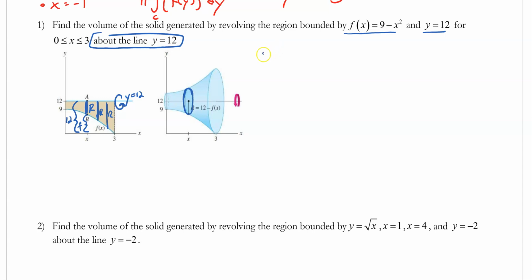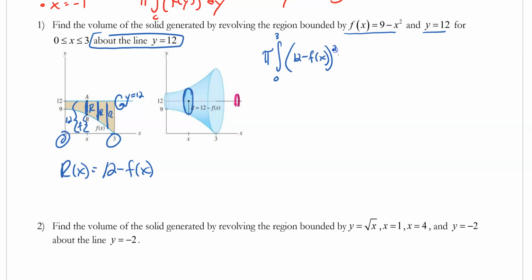So we would have pi integral from a to b, so 0 to 3. We're using x values, 0 to 3, of r of x, which is 12 minus f of x. Okay, so 12 minus f of x squared dx. Remember, it's pi r squared. So let's start working through this. And this is going to be 12 minus 9 minus x squared dx. So maybe simplify a little bit.